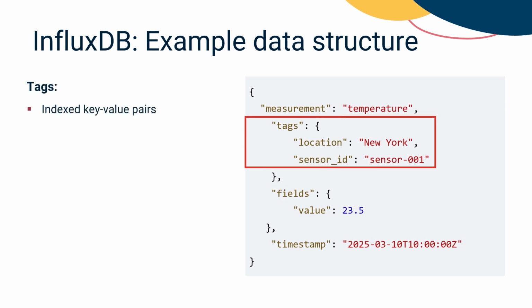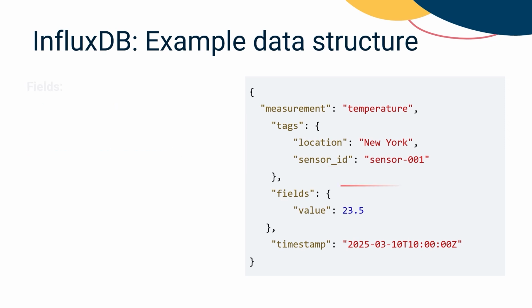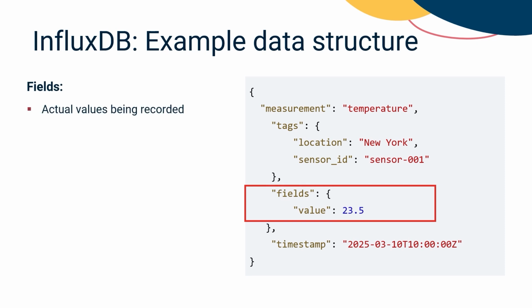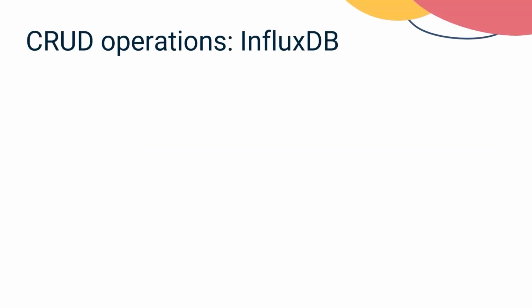Tags are indexed key-value pairs used to filter and group data efficiently. In this case, the tags include location and sensor ID, which help categorize data. Fields are the actual values being recorded, such as temperature, pressure, and sensor readings. In this case, the field value holds the temperature reading. Now, let's move on to CRUD operations in InfluxDB for storing, retrieving, and deleting time series data.